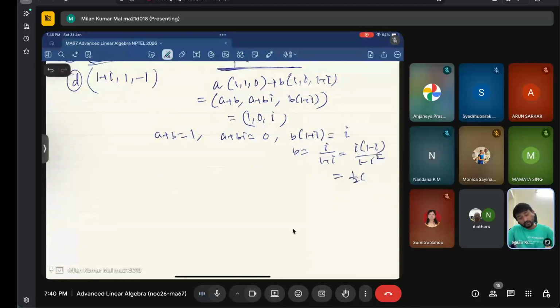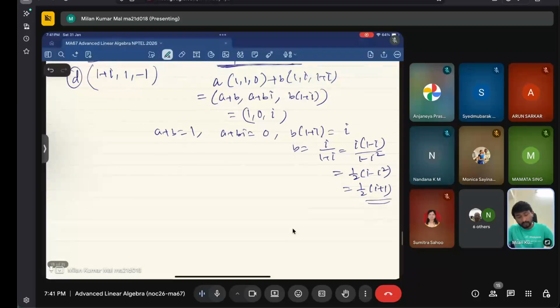So 1 by 2 into i minus i square, that is equals to minus 1. And i plus 1. This will become i plus 1. b is equals to plus 1. So a is equals to 1 minus b, that is equals to 1 minus 1 by 2 (i plus 1), that is equals to 1 by 2 (1 minus i). Yeah, 1 minus half, minus half.